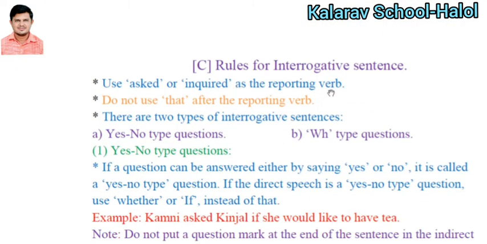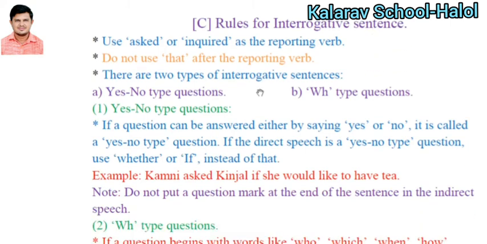Now the rule for the interrogative sentence. Which is the rule for the interrogative sentence? Interrogative sentence means a question type of sentence. Use asked or inquired as a reporting verb. As a reporting verb, what can you use? You can use asked or inquired as a reporting verb. Do not use that after the reporting verb. After the reporting verb you can't use that.